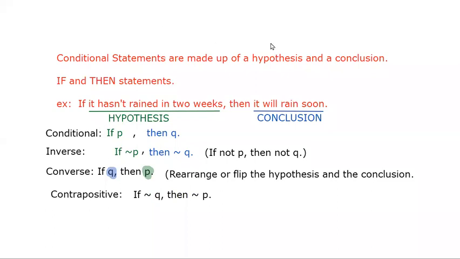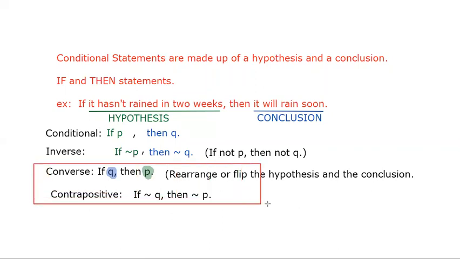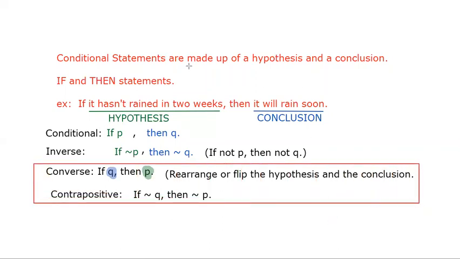These two are kind of mates. And these two are kind of mates. They're in the same order. The bottom one is just the negated version, or the not version, of the one above. The contrapositive is the negation of the converse. So the converse is if Q, then P. The contrapositive is if not Q, then not P.